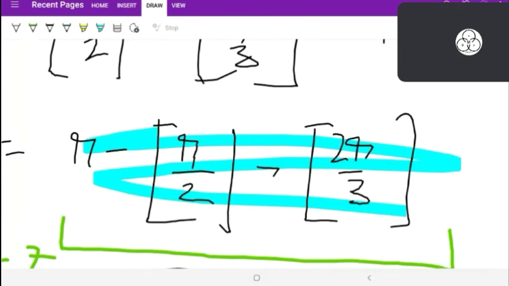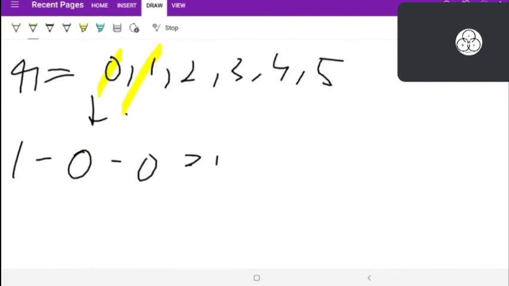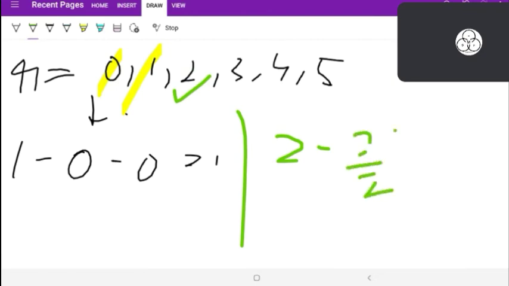Similarly, check for r equals 2, r equals 3. Let's check for r equals 2. For r equals 2, let us check: 2 minus r by 2, 2 by 2, minus 2r by 3.